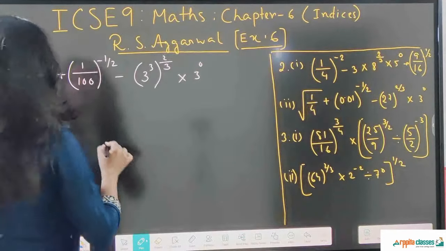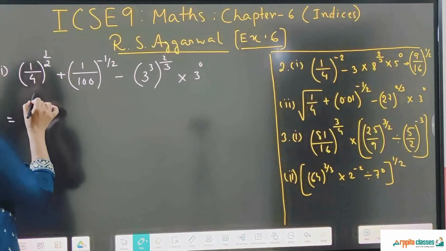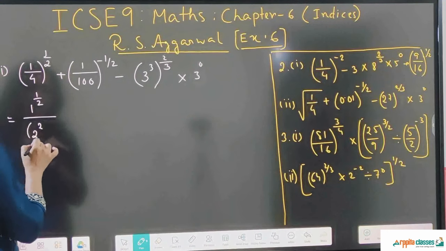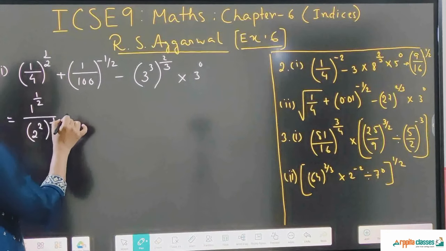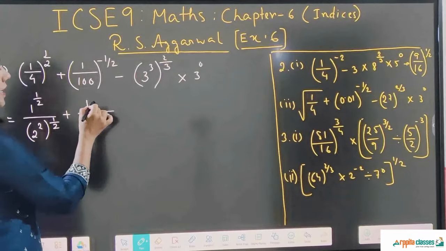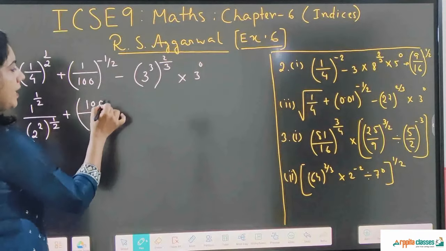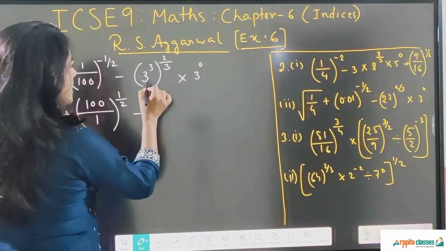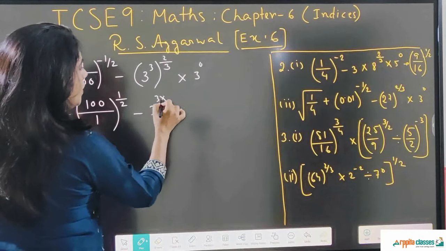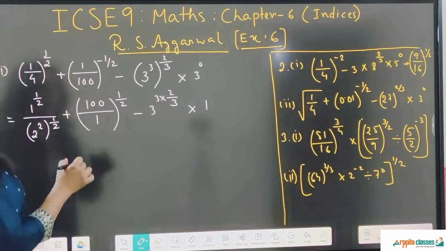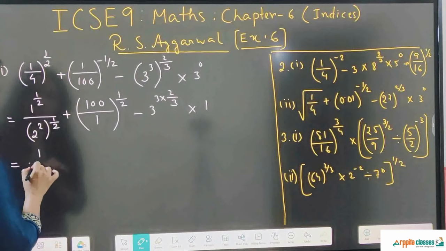In the next step I will be writing it. So now this is 1 to the power half, and 4 can be written as 2 square to the power half. Plus this is 1 upon, it is minus half. So first I will write 100 upon 1 and make the power positive, that is to the power 1 by 2, minus 3 to the power 3 into 2 by 3, into 1 now. Now 1 to the power half is 1.